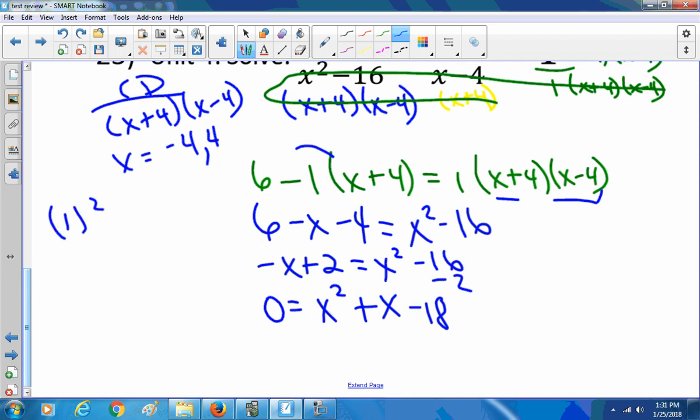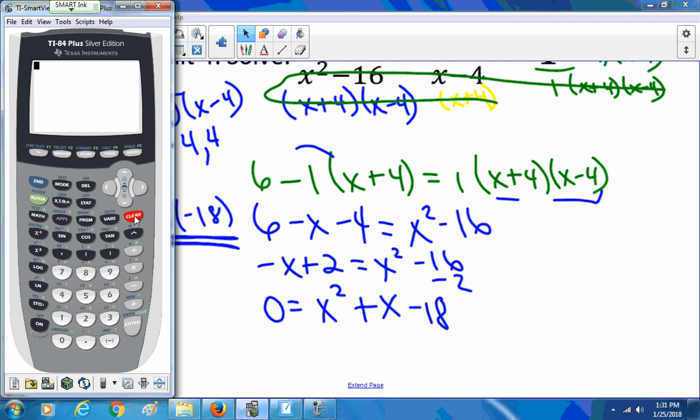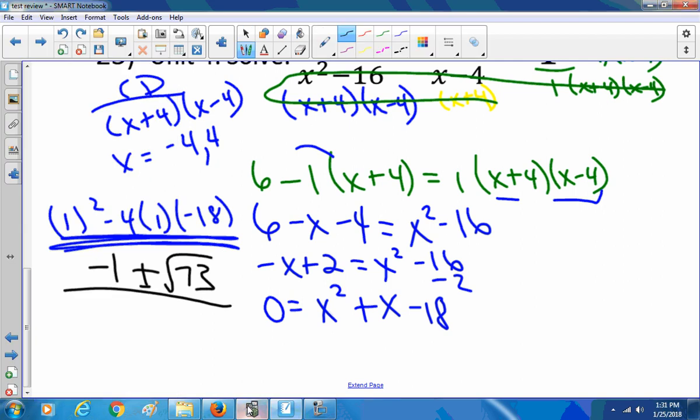b squared minus 4ac. Again, type this all in your calculator exactly how you see it. I'll do it. 1 squared minus 4ac, 73. On the front, opposite of b. On the bottom, 2 times a. 73 divisible by 4? No. 9, no. 25, no. 49, no, it's not. So there are your answers.